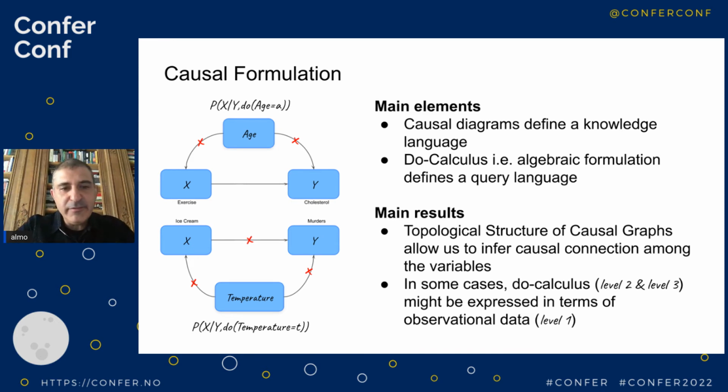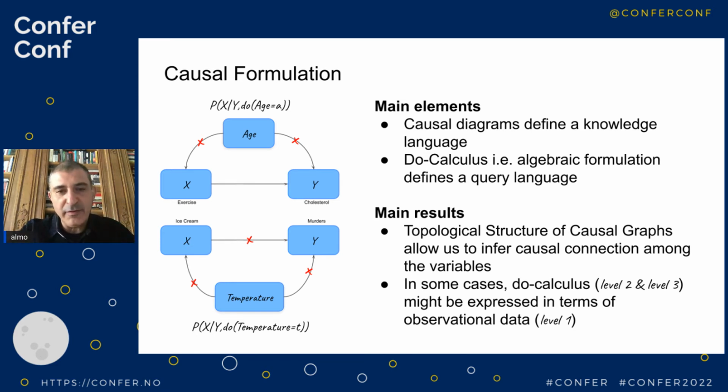For the ice cream, the situation is similar. In particular, what we see here is that the temperature is what is producing the increase of ice cream consumption and also the crime. So if we fix that data, we realize that there is no actual connection between both things. And this is because with this causal formulation, we are introducing two important things.